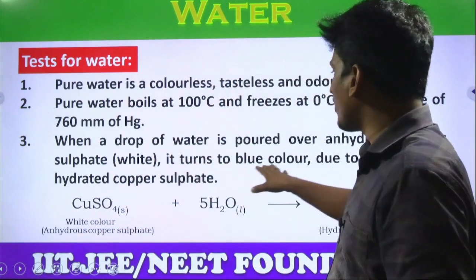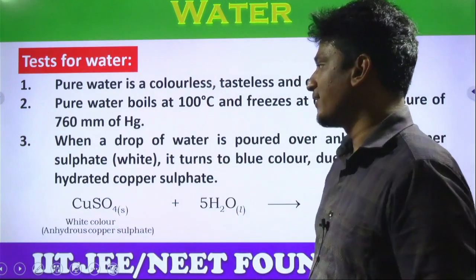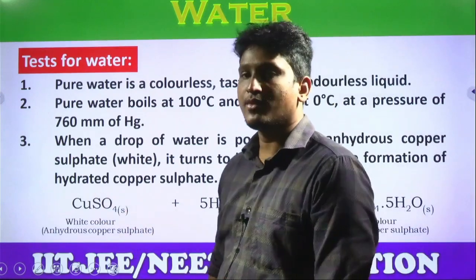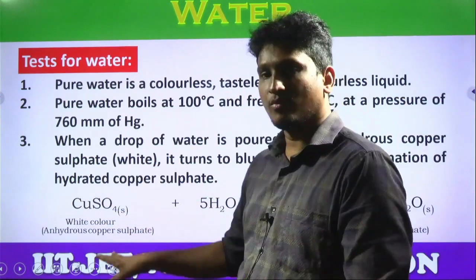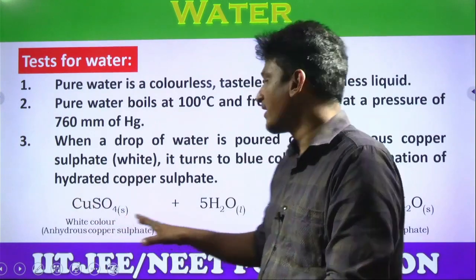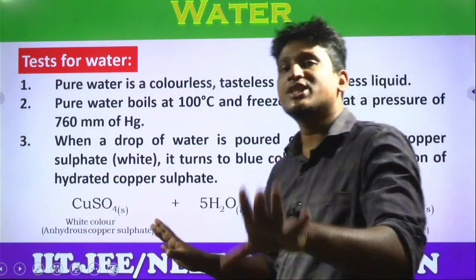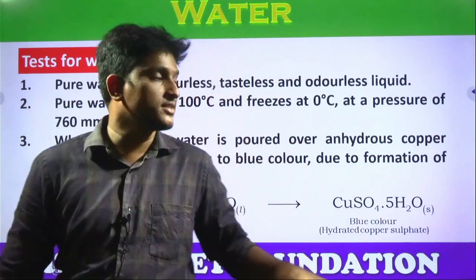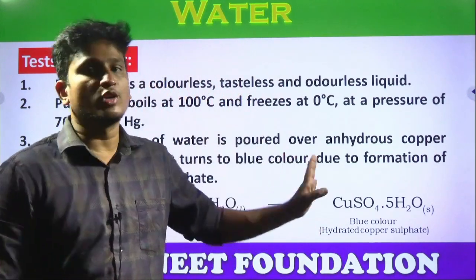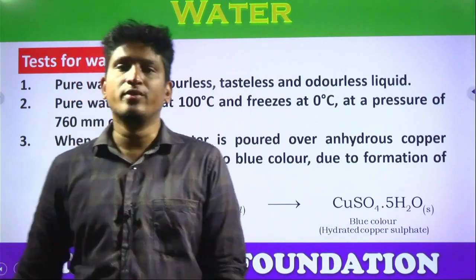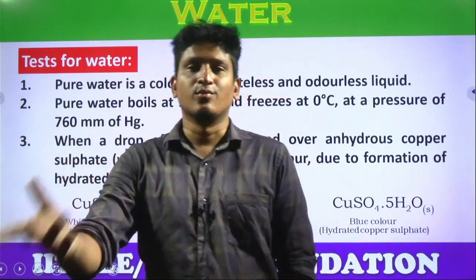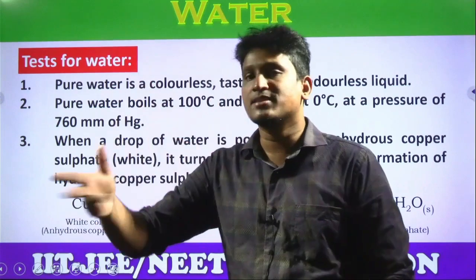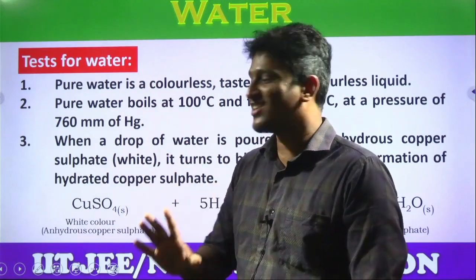When a drop of water is poured over anhydrous copper sulfate, CuSO4, which is white in color, students, if it is pure water, it converts into a bluish color. That means this water forms water of crystallization with copper sulfate. This is also called blue vitriol. Based on color change also, we can identify a particular substance as water. Yes or no? Are all transparent liquids water only? No.